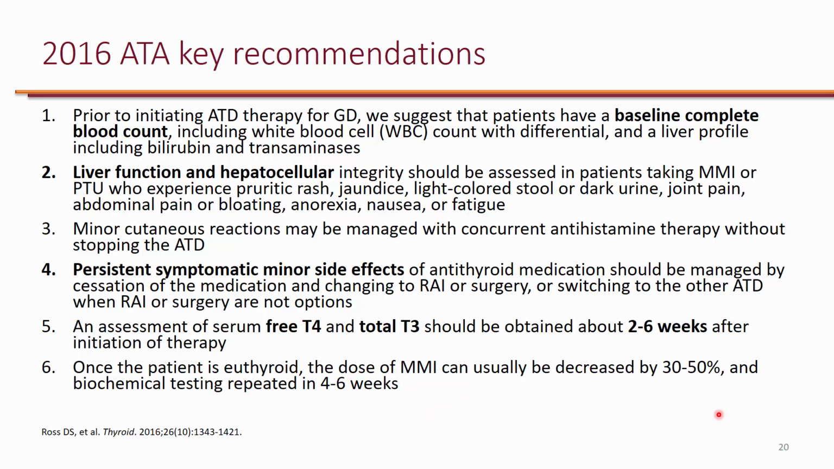the dose of methimazole can usually be decreased, because think about it: if the levels of T4 continue to go down, once it's euthyroidism, you want to lower the dose to make sure that you don't cause hypothyroidism in patients, because you want to maintain them in a euthyroid state. So that's why once they hit euthyroidism, we typically decrease the dose by 30 to 50%, and then we measure the T3 and T4 4 to 6 weeks after that, and then repeat it in 4 to 6 weeks.